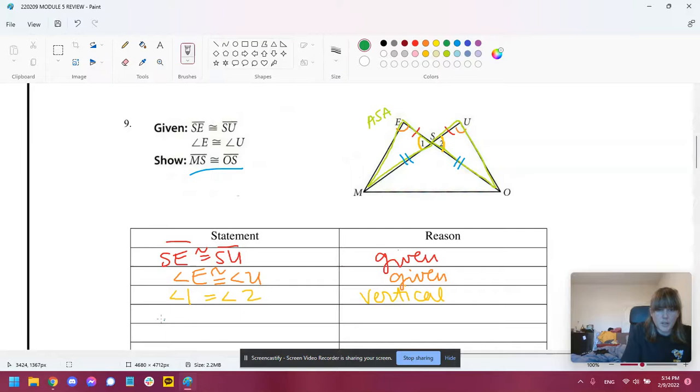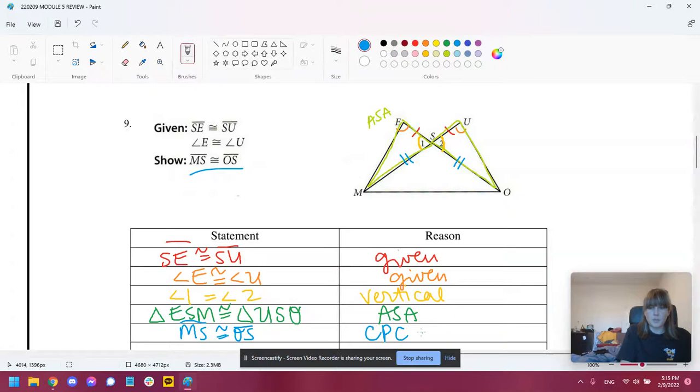I said that these two triangles were congruent by angle, side, angle. And I have to be very careful how I name the triangles. I'm going to name this one ESM, and then E matches up with U, so I'll write that one first. S matches up with S, so I'll write that one second. And M matches up with O, so I'll write that one third. And then finally, I get to say that MS is congruent to OS because corresponding parts of congruent triangles are congruent.